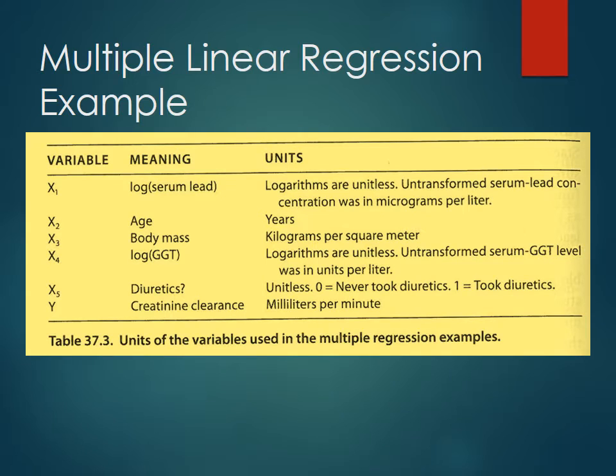So again, just notice here the different units that they're using. Frequently for those dichotomous variables, they either use 0 or 1. So 0 being no exposure, 1 being exposure, and it's okay that these are all different units.